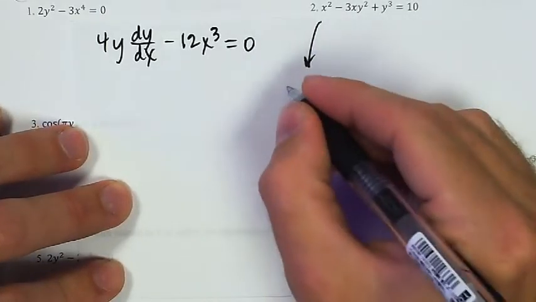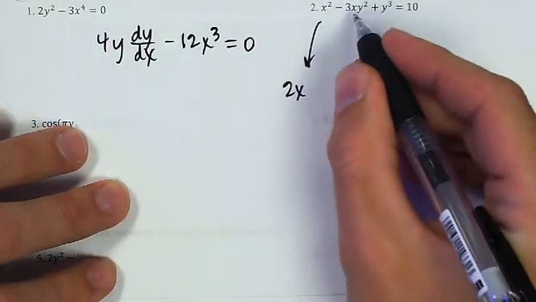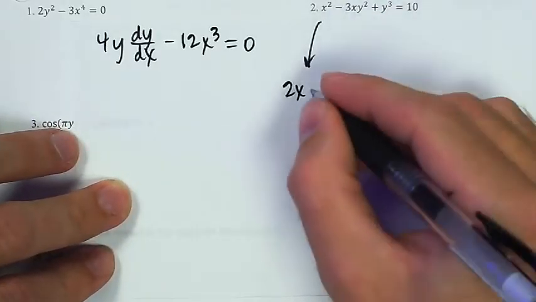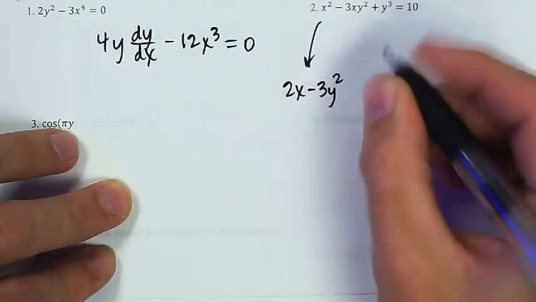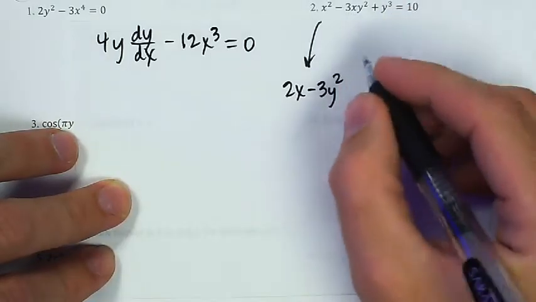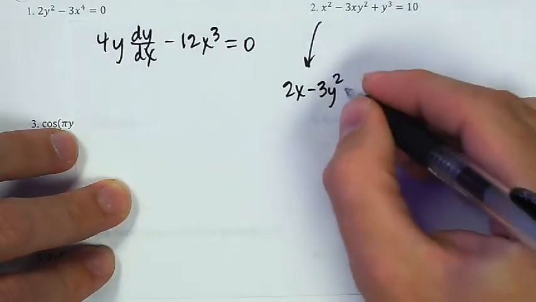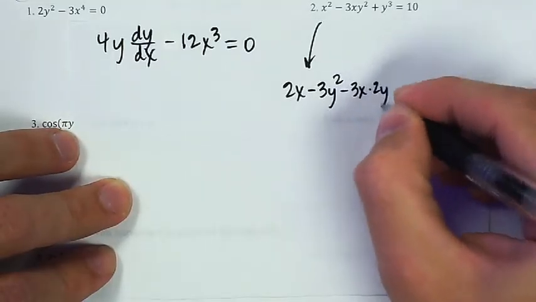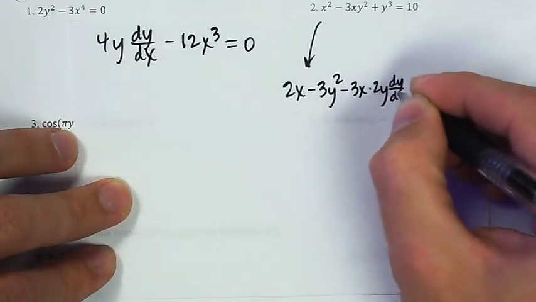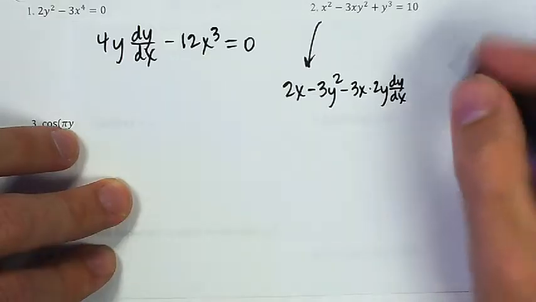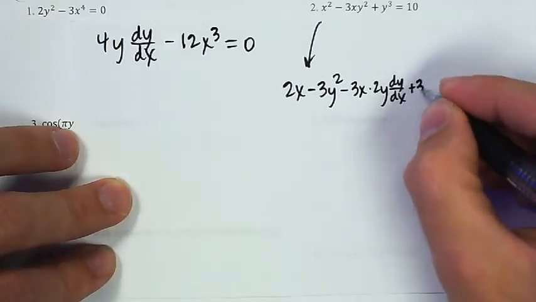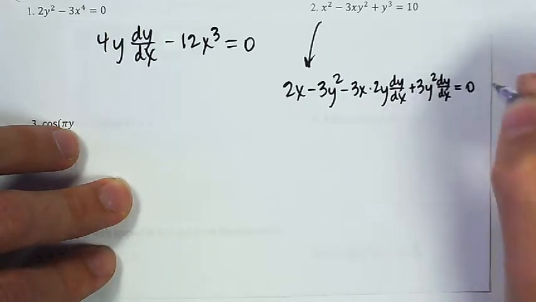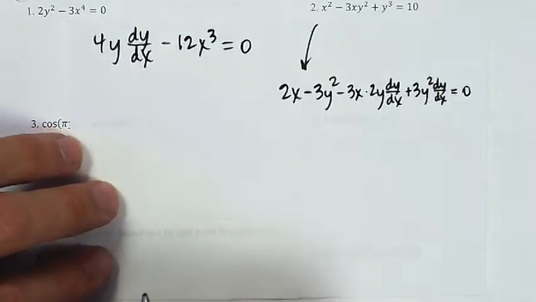Okay, over here for number 2, 2x minus 3x y squared. Well, I'll take the derivative of negative 3x first, and that's negative 3y squared. I leave negative 3x the same, multiply by the derivative of y squared. Plus y to the 3, its derivative will be 3y squared dy/dx, is equal to the derivative of 10, which is 0.